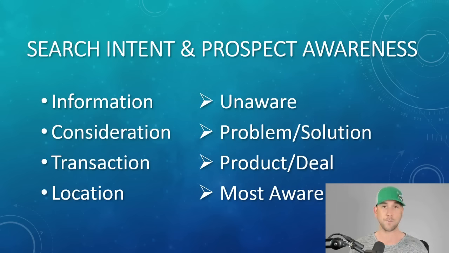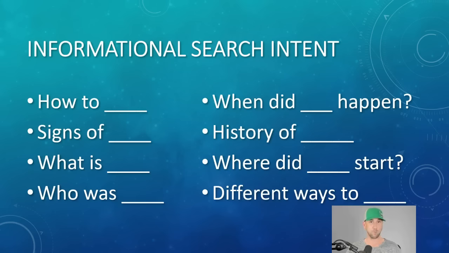Then on the location, if you're locked out of your car and you need a locksmith to show up to get you out, you are literally the most aware. You know exactly where you are, you know exactly what you need, and you're really just looking for someone who will show up fast in that situation. So let's dig in one by one to each of these different kinds of search intent levels.